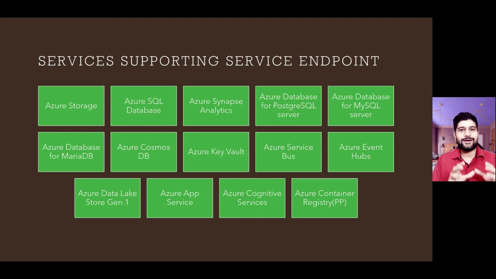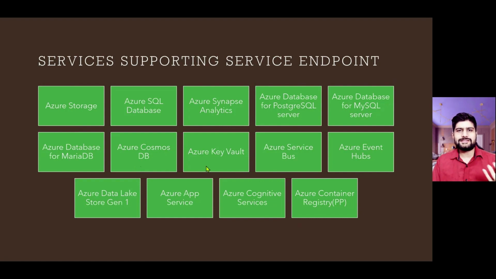So if you see on your screen, all of these services, around 14 services, support service endpoint as of now. This container registry service currently is in private preview, but in future you will see that this will be generally available as well. So you can see Azure Storage Account supports service endpoints, SQL Databases support service endpoint, Synapse Analytics supports service endpoints. We have other services like PostgreSQL, we have MySQL, we have Cosmos DB, Key Vault service, Service Bus queues, and Event Hub, and you can see all these services over here. Now you have all these services that support service endpoint, and you can configure it when you're deploying your workloads.